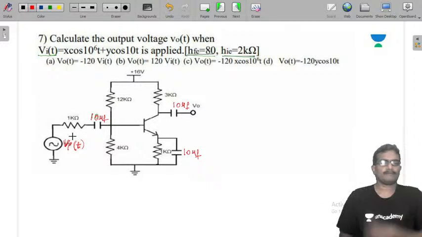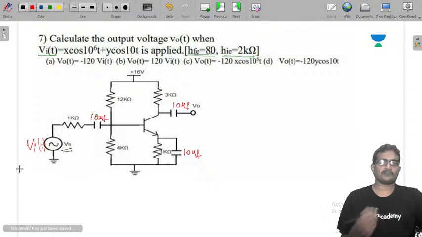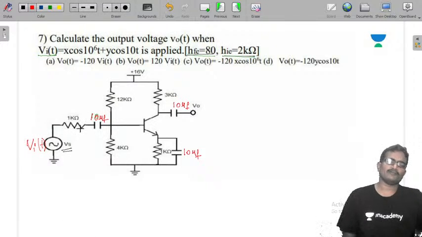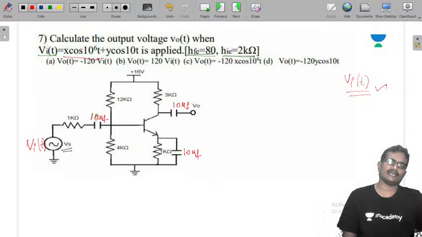Okay, now see one thing, the drop across RS, this 1 kilo ohm, you can neglect, it's not an issue. So you are taking it as Vi of t. The main difference between previous problems and this problem is the input signal. Previously they simply gave Vi of t, but in this problem Vi of t is given in two components, an x component and a y component: x cos 10 power 6 t, y cos 10t. This 10 power 6 is in terms of omega t. So this is the input data they gave.